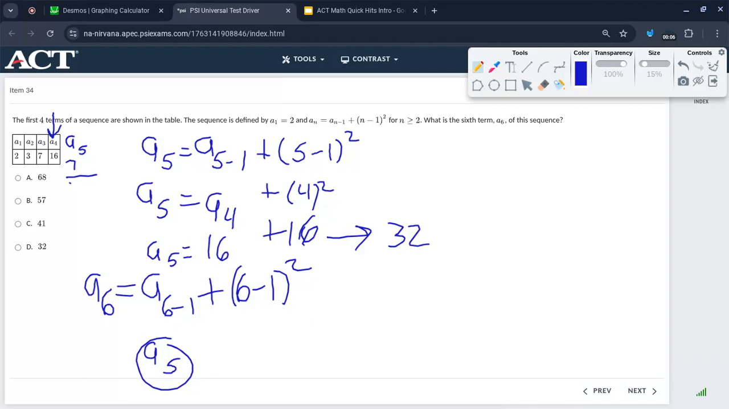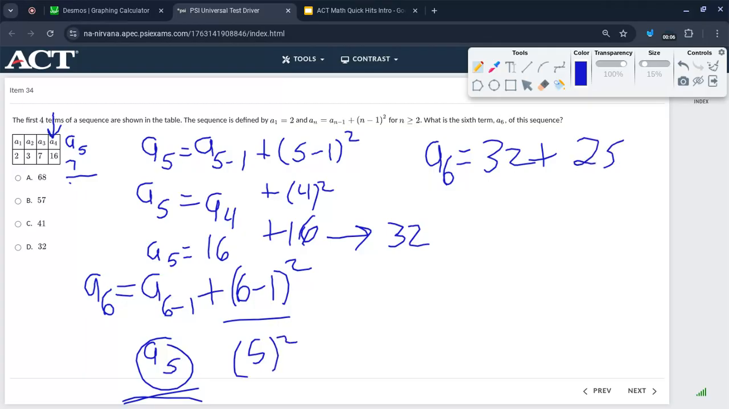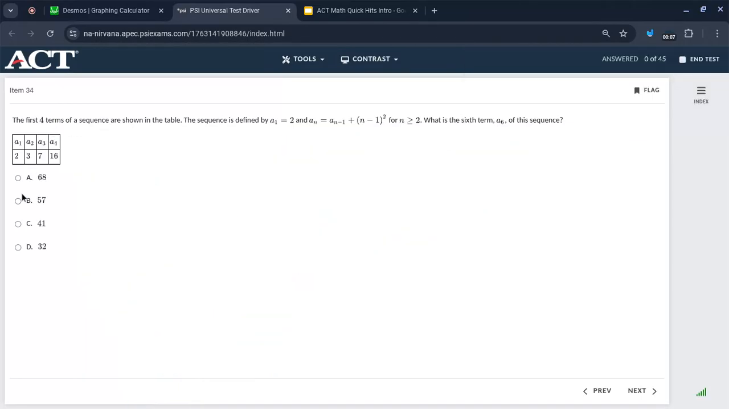So let me go back now and start over with everything. a sub 6, the sixth term of the sequence, is equal to a sub 5, which is 32. That was the part that I circled down here. And then plus 6 minus 1, that's 5 squared, and 5 squared is just 25. So we can add these values together: 32 and 25. We get 57. All right, so there we are. Choice B is our answer for this one.